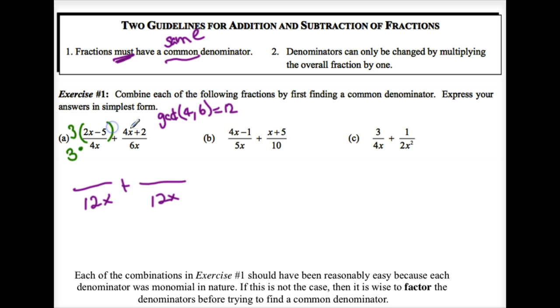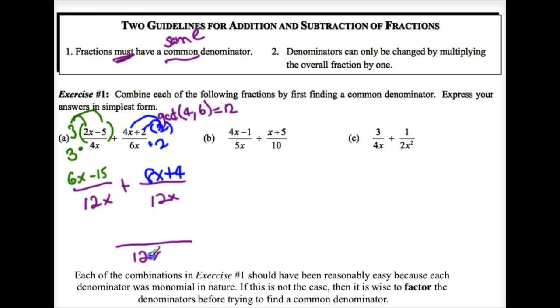Whatever I do to the top, I do to the bottom. And then you're going to say, how do I get from 6 to 12? 6 times 2 will give me 12. Whatever I do to the top, I do to the bottom. Now I'm going to distribute this. It becomes 6x minus 15. Then I want to distribute the 2 as well. 2 goes to 4 and 2 goes to 2. So 2 times 4 is 8x plus 4.